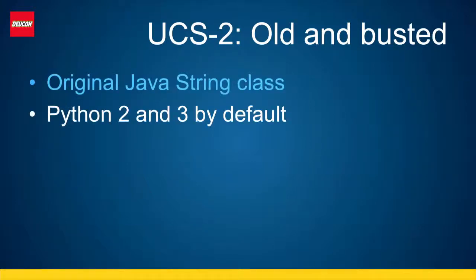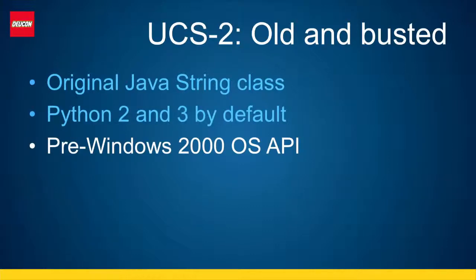However, horrifyingly, Python 2 and 3, CPython, to this day, if you build it from source code, by default, internally uses UCS2, which means that you do not get full and proper Unicode support. Now, you can flip a flag, and a lot of packaging systems do this to get full Unicode support. And pre-Windows 2000 OS API calls would use it as well.